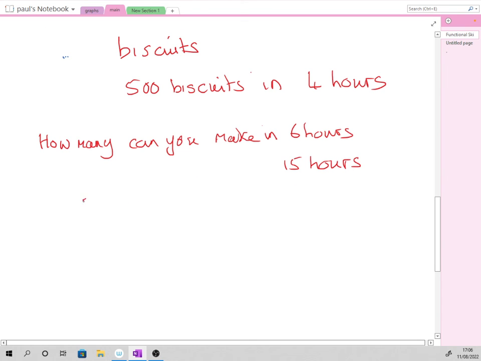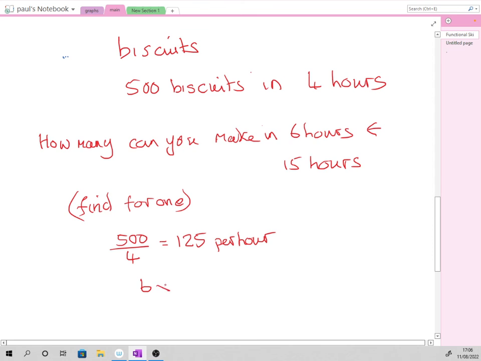So, find for one. In this case, finding for one means how many biscuits can you make in 1 hour. So 500 in 4 hours, divide that by 4, you can make 125 per hour. So for part A, you're going to do 6 hours times 125. And part B, you're going to do 15 hours times 125. And that's pretty much all there is to direct proportion.